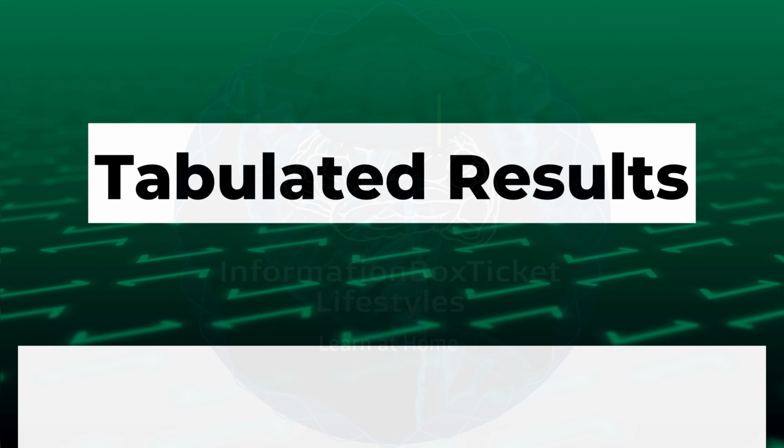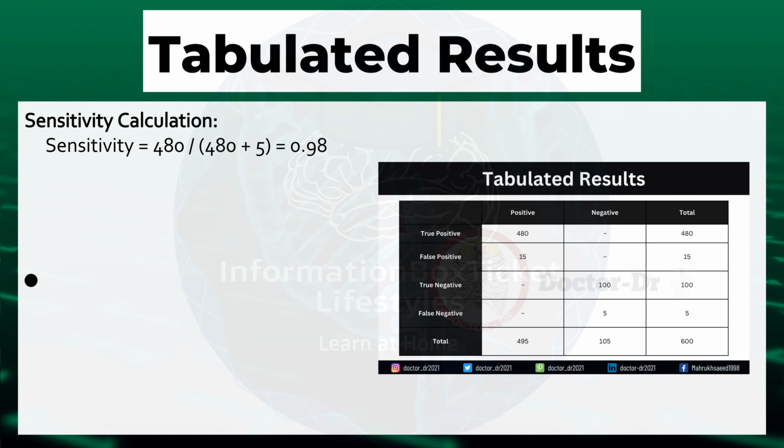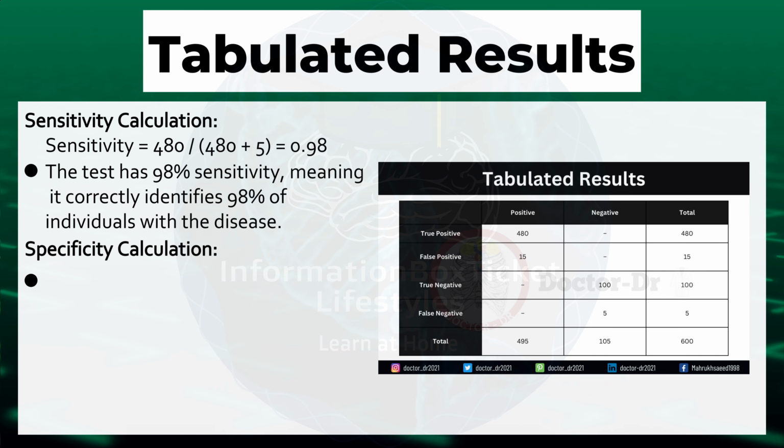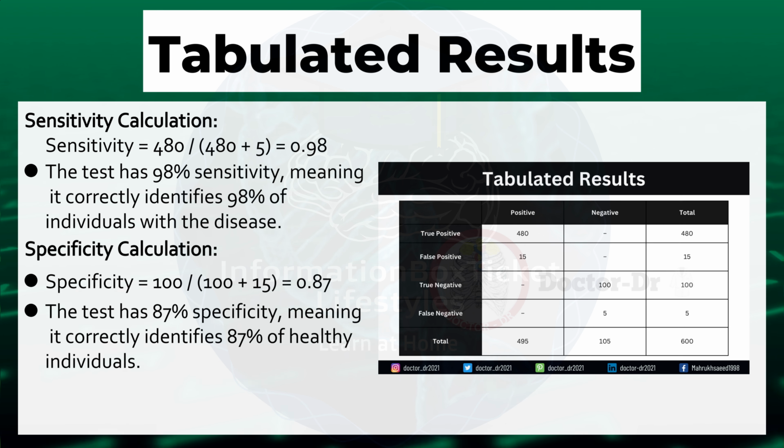Tabulated results. Sensitivity calculation. Sensitivity equals 480 divided by 480 plus 5 equals 0.98. The test has 98% sensitivity, meaning it correctly identifies 98% of individuals with the disease. Specificity calculation. Specificity equals 100 divided by 100 plus 15 equals 0.87. The test has 87% specificity, meaning it correctly identifies 87% of healthy individuals.